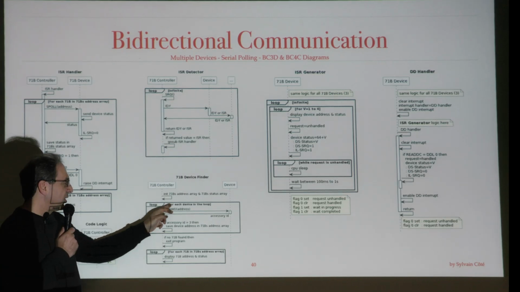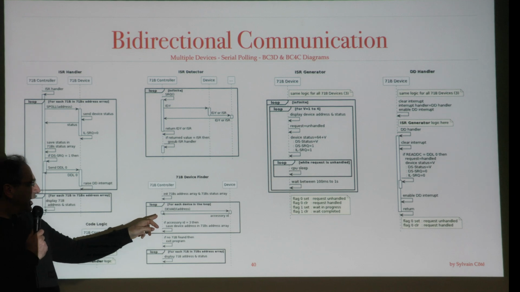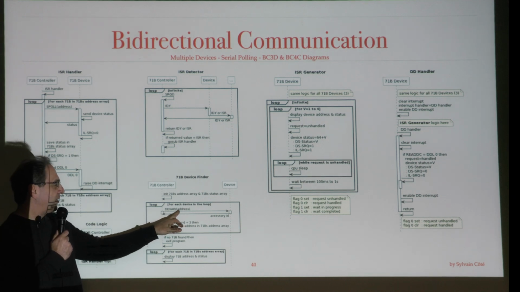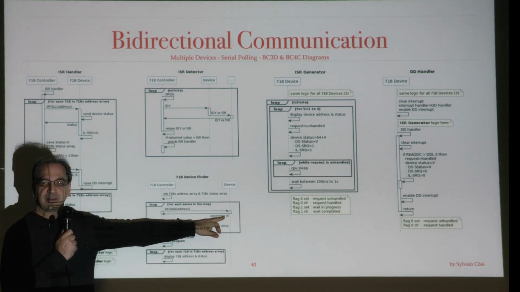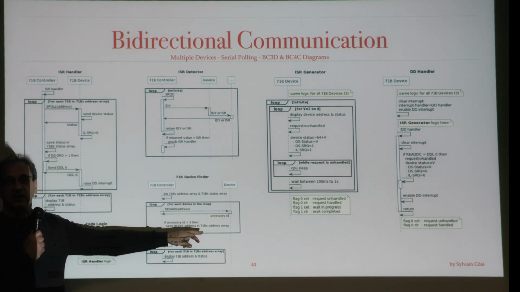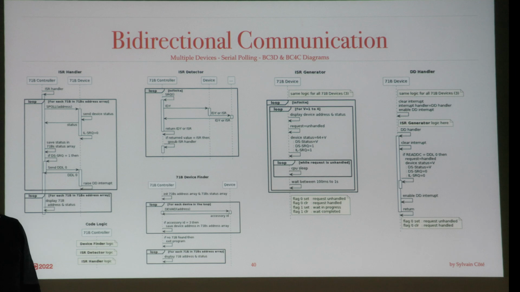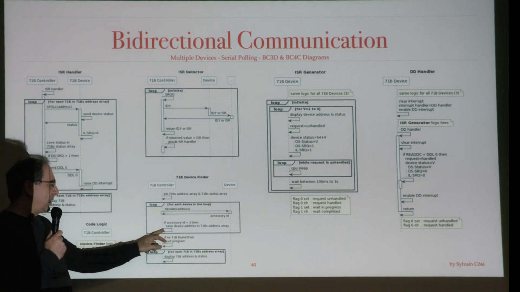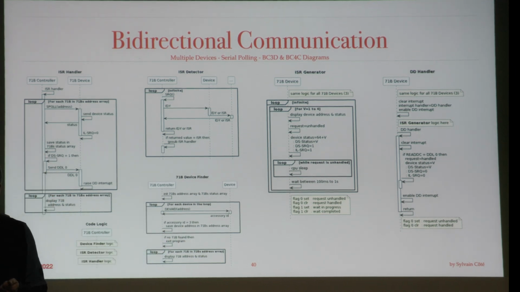So based on that, I'm going to go in the loop, and I'm going to ask each device for its accessory ID. And if the accessory ID is 3, then it's a 71B. So when that happens, I'm saving the address into the array.